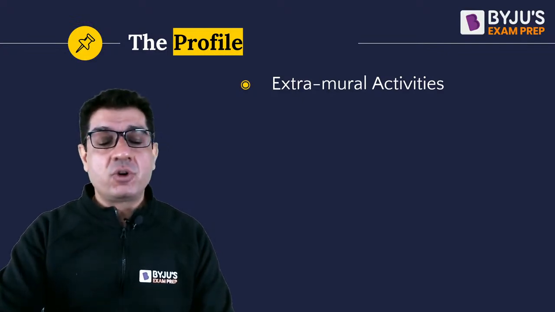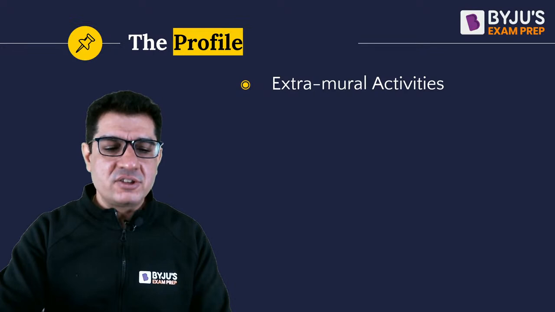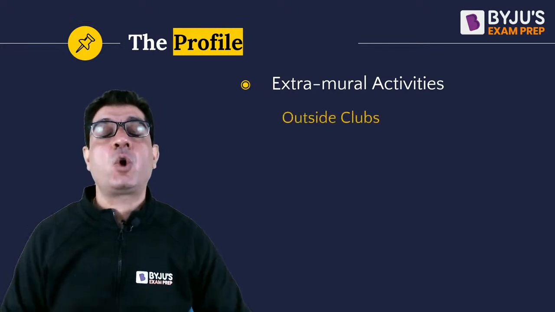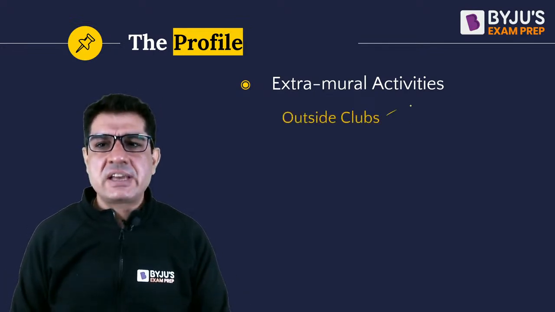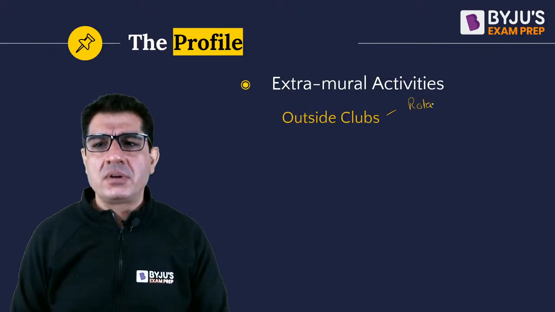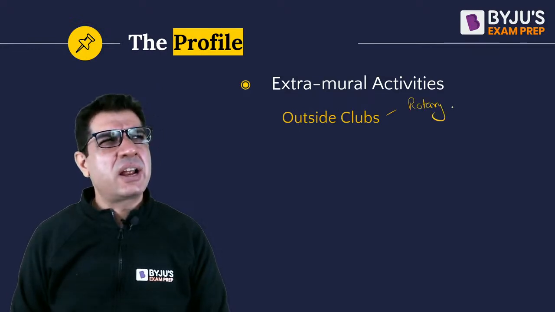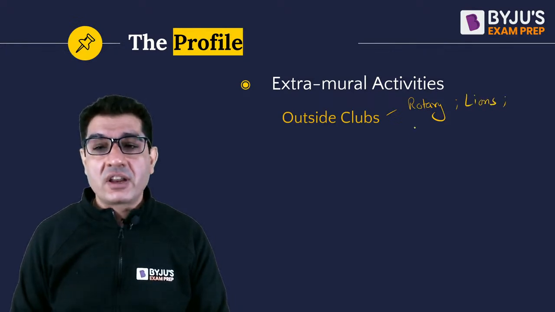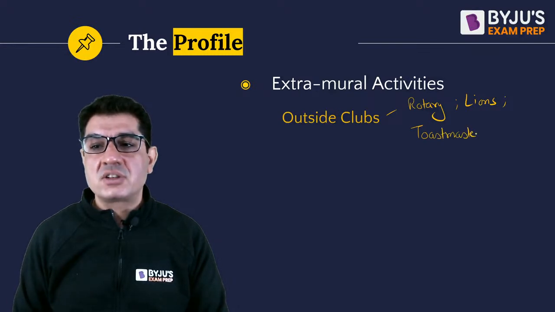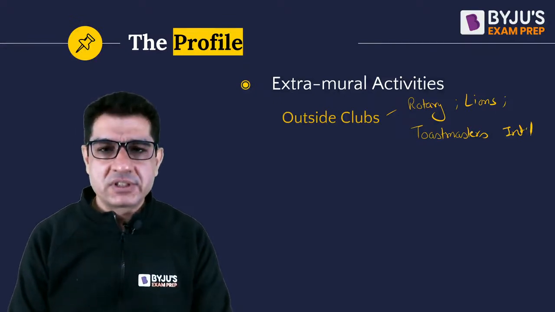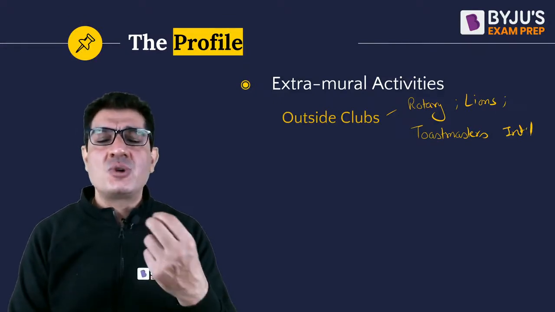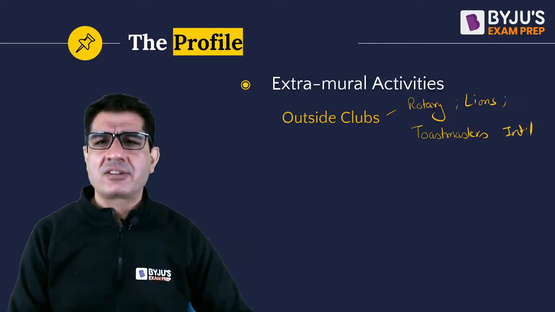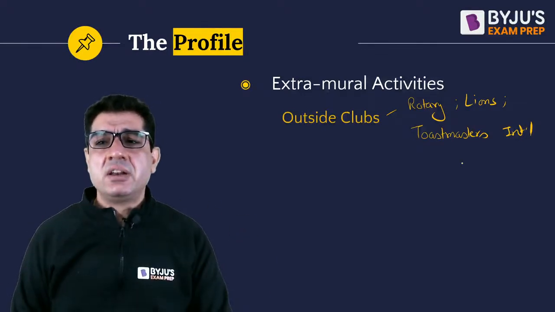So what kind of extramural activities? You can go ahead and join a lot of clubs. For example, you've seen Rotary Club, Rotaract, Lions Club. There was a club that I was a part of for a good 2 years, Toastmasters International. And there are a lot of other such clubs that give you opportunities to network and maybe give something back to the society, and in the process, hopefully, learn something new.